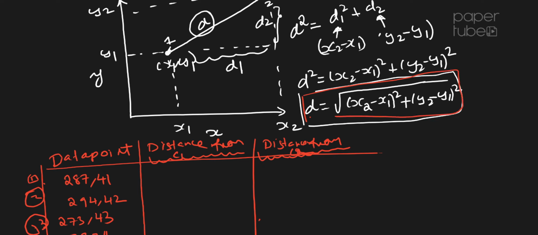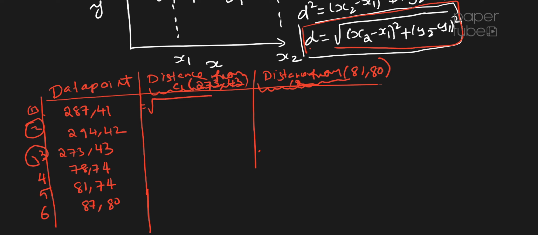And we know cluster center C1, I will write it here. C1 is 273, 43, and cluster center C2 is 87, 80. So how to calculate the distance? It's very simple. Take the square root of 287 minus 273 the whole square plus 43 minus 41 the whole square.